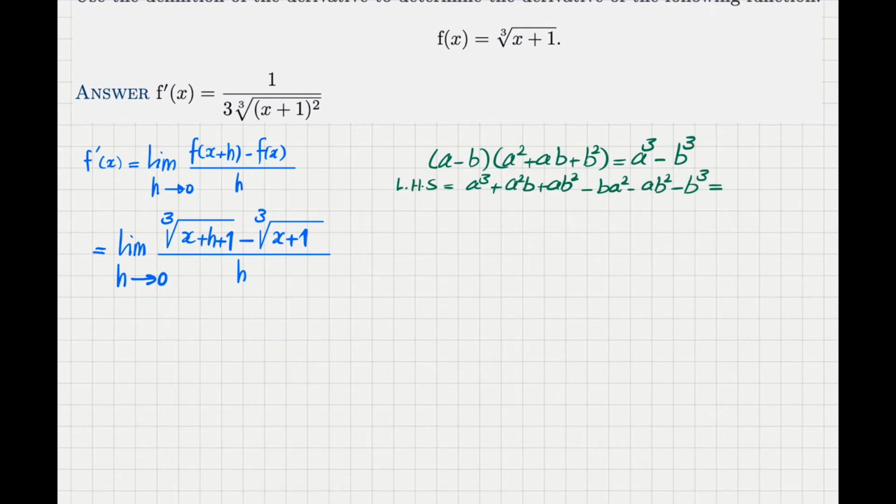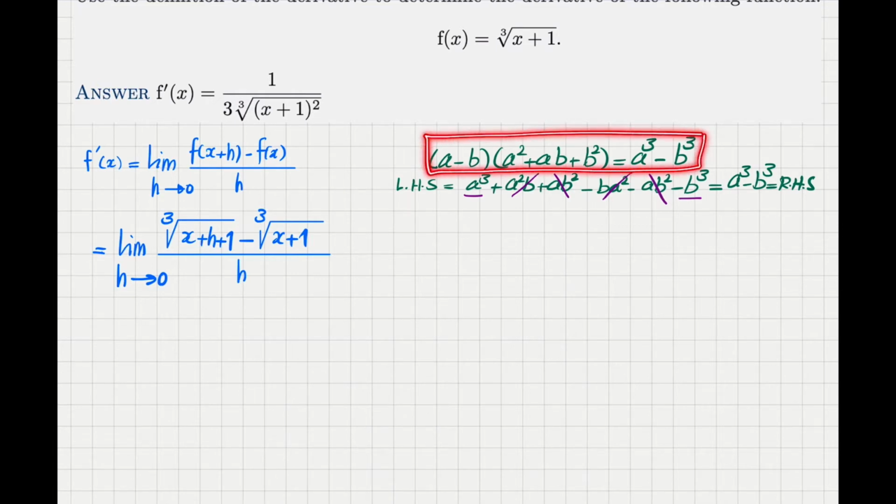And then you can immediately see that a squared b and minus a squared b cancel. This one will cancel that one, and what is left are just these two terms, which is exactly equal to a to the 3 minus b to the 3, and this is the right hand side. So what I have done here, first of all, I try to convince you that this formula is indeed correct.